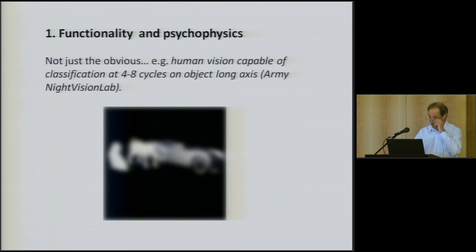Now, in terms of functionality in psychophysics, often we ignore the ones that are not convenient. And one of the ones that was pointed out at another workshop that was run by the Army Night Vision Lab is that for military applications, the most important characteristic of a vision system is the ability to recognize at a distance and very low resolution. And they've studied this extensively. For humans, it's 4 to 8 cycles on the long axis of an object that gives adequate ability to identify the class of the object. So this is one of the objectives that a method has to perform in order to conform to what the human visual system does.